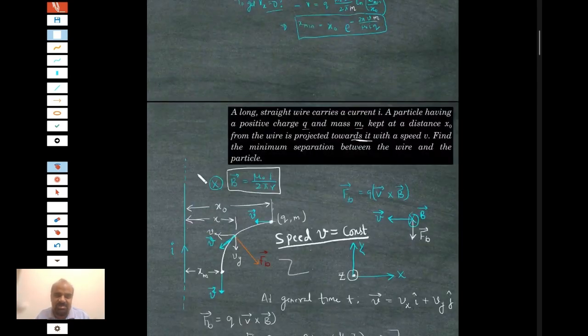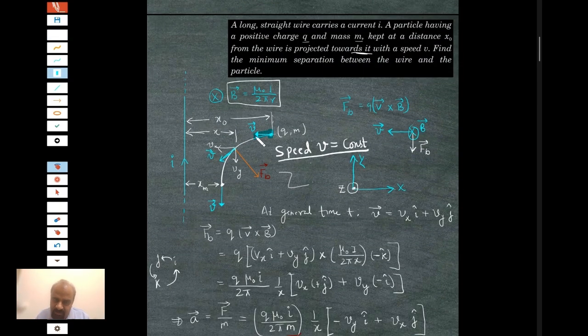So this charge will move, and this will be the minimum, because after that it will go like this, so this x will again start increasing. That's it for this question.